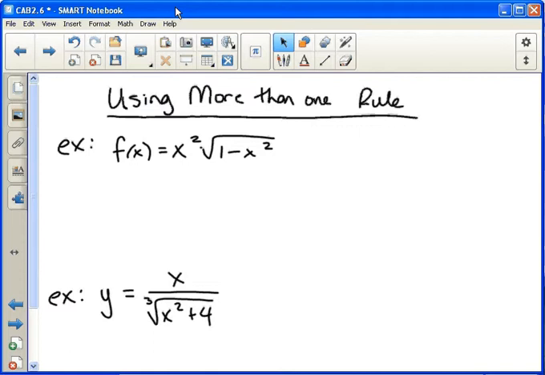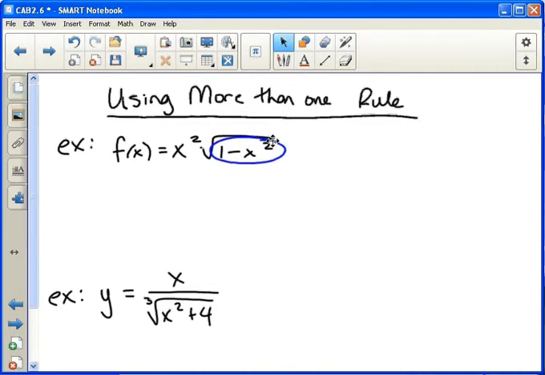It is possible to use all three, but we probably won't worry about that here, at least not in this video. So as you look at this very first example, try to think of the two rules that we're going to need to use to solve this. It's going to require the product rule because we're multiplying x squared times the square root of 1 minus x squared. And it's going to require the chain rule because inside of the radical we have more than just plain old x. We have 1 minus x squared.